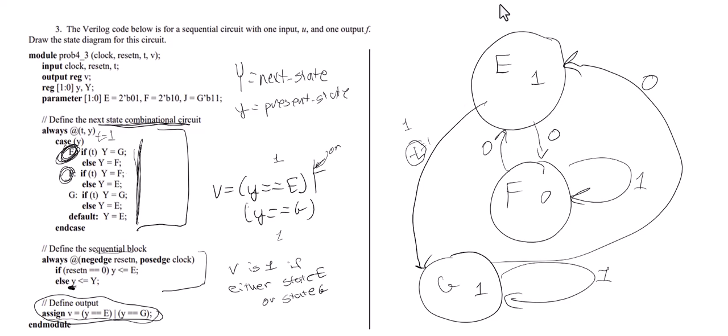We also see from our sequential block that our reset state is E. And I think that's everything we need. Let me just look and see if I have anything else written down. No, that's all I've got.